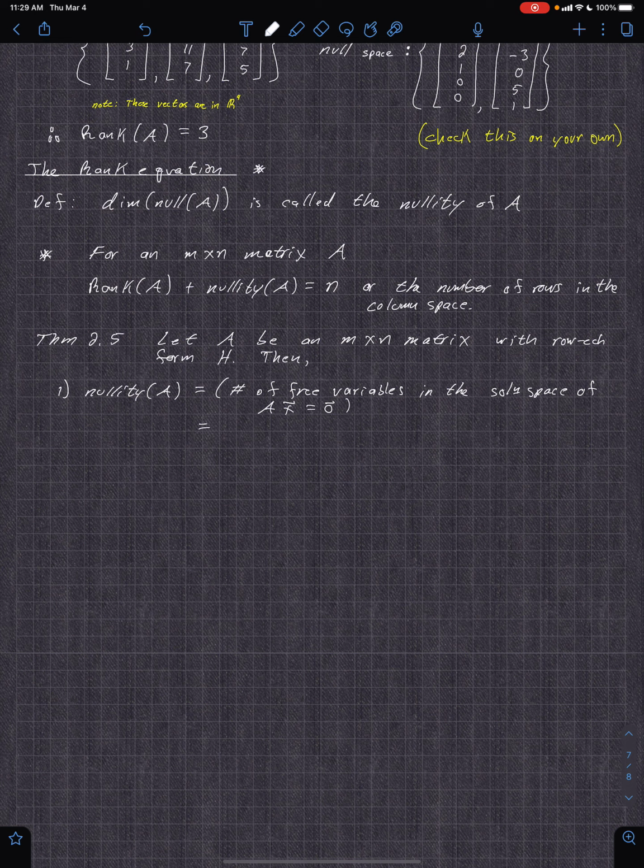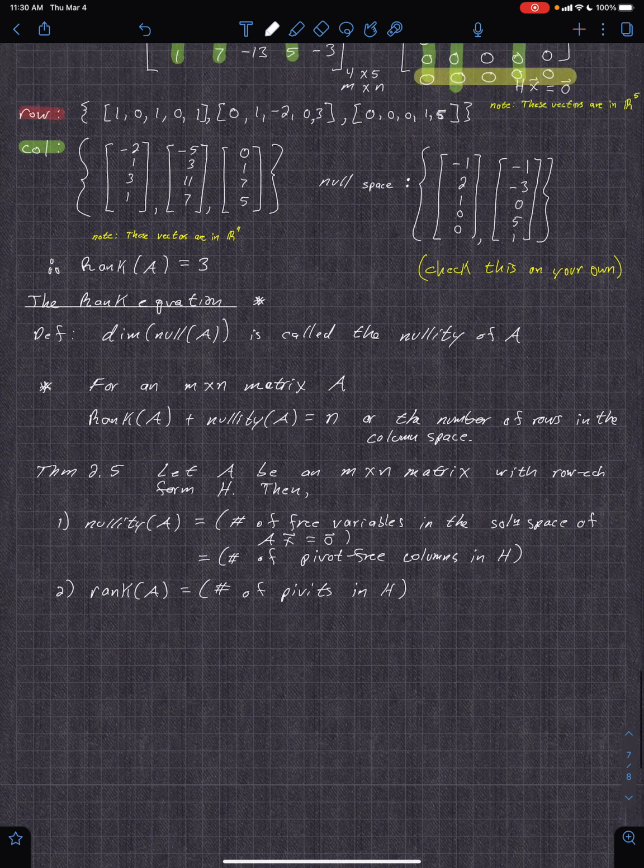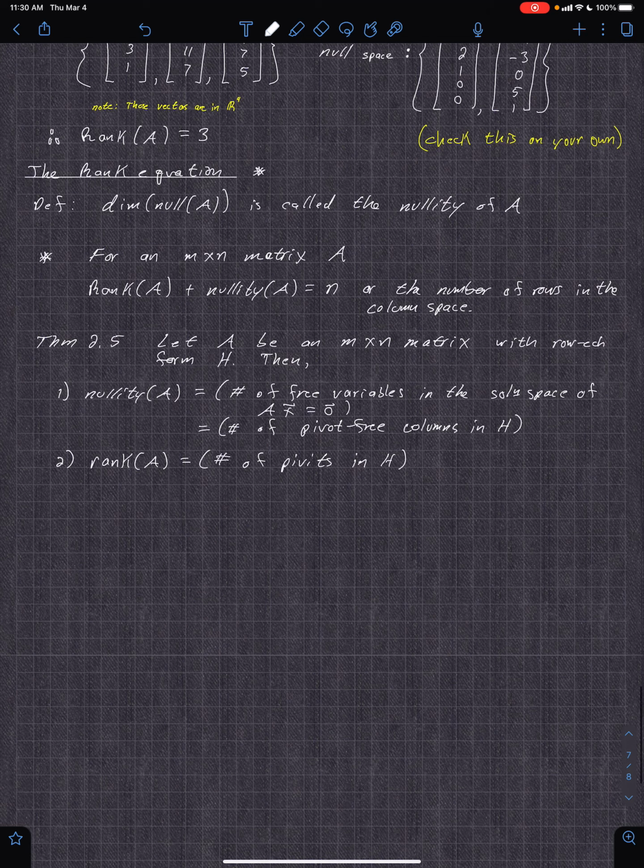This also equals the number of pivot-free columns in H. 2, the rank of A is equal to the number of pivots in H. Or you just count, you do what you did above and figure it out. But that's essentially what you're doing anyway.